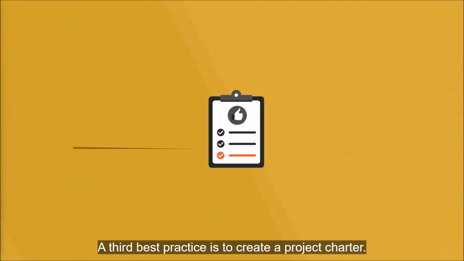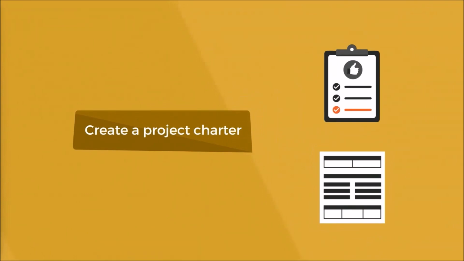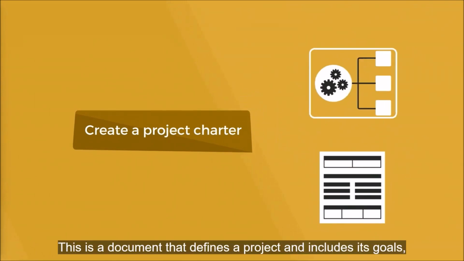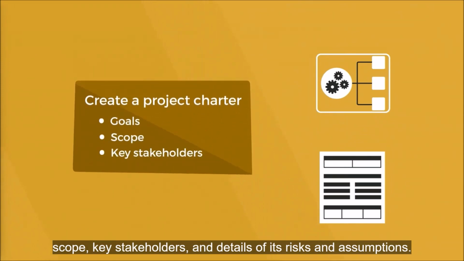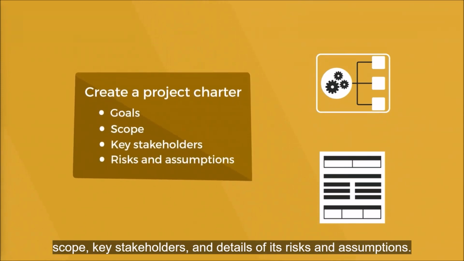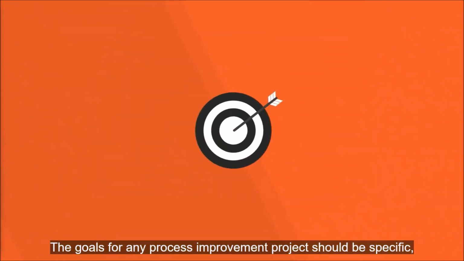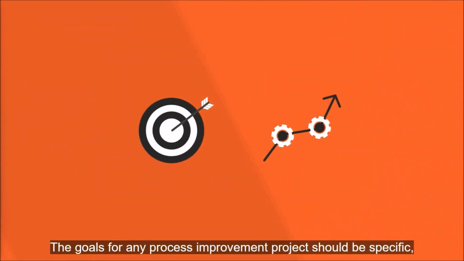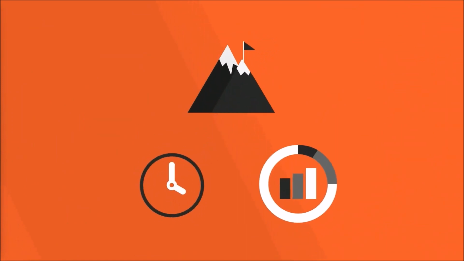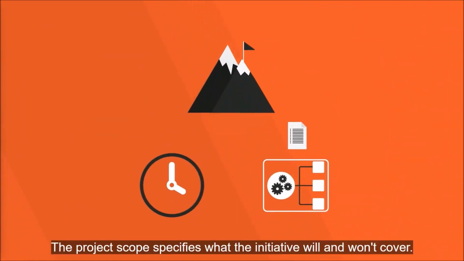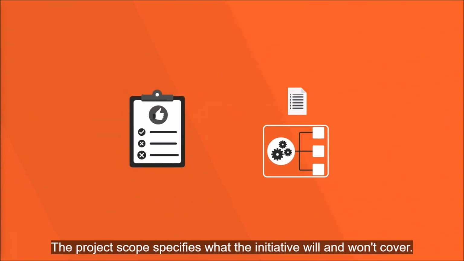A third best practice is to create a project charter. This is a document that defines a project and includes its goals, scope, key stakeholders, and details of its risks and assumptions. The goals for any process improvement project should be specific, quantifiable, achievable, and timely. The project's scope specifies what the initiative will and won't cover.